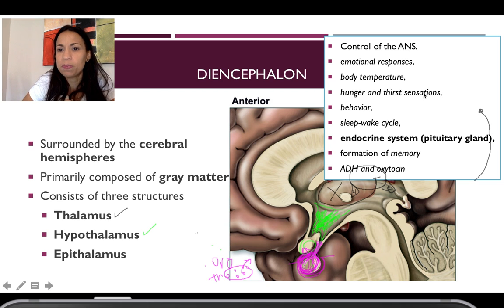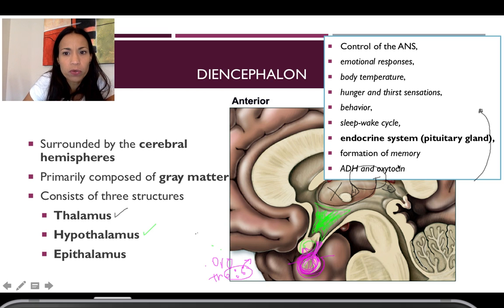Emotional responses, body temperature, hunger and thirst sensations, behavior, sleep-wake cycle, endocrine system, pituitary gland, the formation of memory. The hypothalamus receives information from the hippocampus and limbic system, which are other centers or areas in the cerebrum where we form the memory.